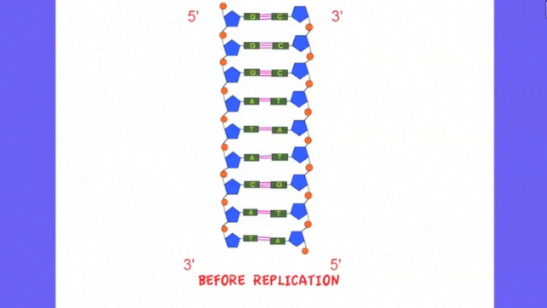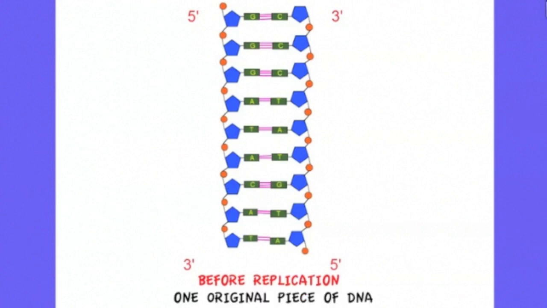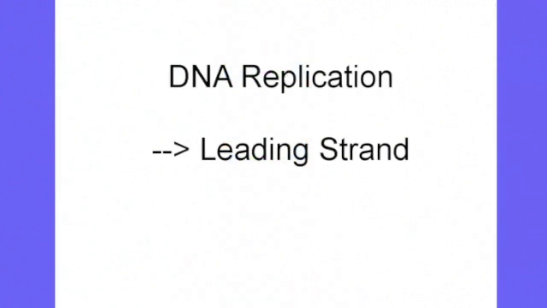DNA is double-stranded, and notice that the right-hand strand is anti-parallel to the left-hand strand. Each of these strands undergoes DNA replication in a slightly different fashion, so I'll deal with each one of them individually, and then at the end I'll show you how it takes place together. So we'll first deal with what we call the leading strand.